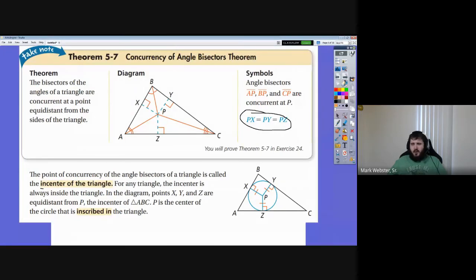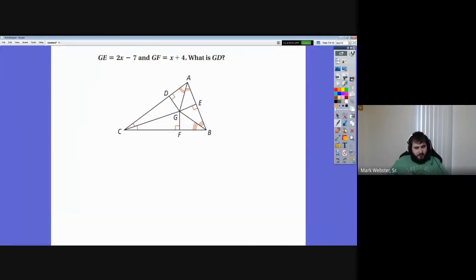All right, so again, same idea. Let's do some examples of this now. So now take a look. It says that GE is 2x minus 7. GF is x plus 4. Well, if we're looking at this, G is the incenter, and the distance perpendicular to the sides is the same. So that means that these two are the same.